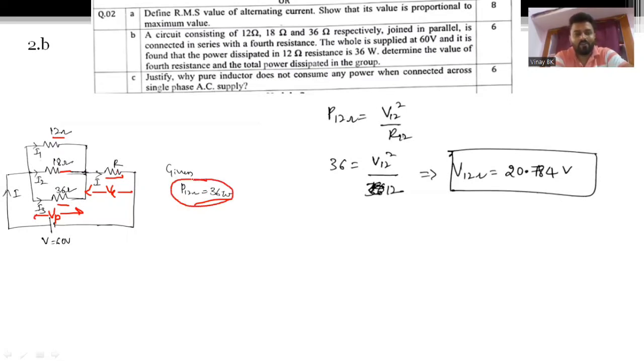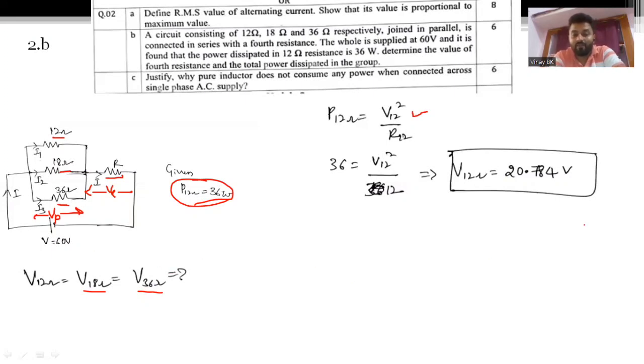I hope you are getting it now. I'm finding the voltage across 12 ohm. That will be the same for 18 ohm and the same for 36 ohm. So you can see V12 is the same as V18 is the same as V36. Why? Because it is a parallel combination. So P12 is given by, we know that P you can write in three formulas: V into I, I square R, or else V square by R. I am using the formula V12 square by R12 because they have given 12.